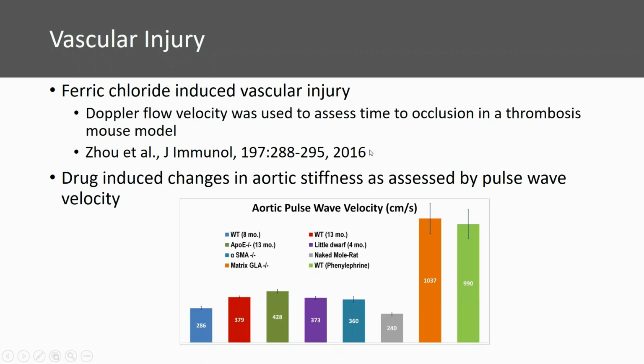Additionally, changes in aortic stiffness can be assessed in various models. In wild-type mice, we see that the measurement of pulse wave velocity sits just under 300 centimeters per second. However, when phenylephrine is injected, the aorta stiffens, and the pulse wave velocity jumps to just under 1,000 centimeters per second. Of course, changes in various knockouts and animal models, as we see here, can also be assessed.